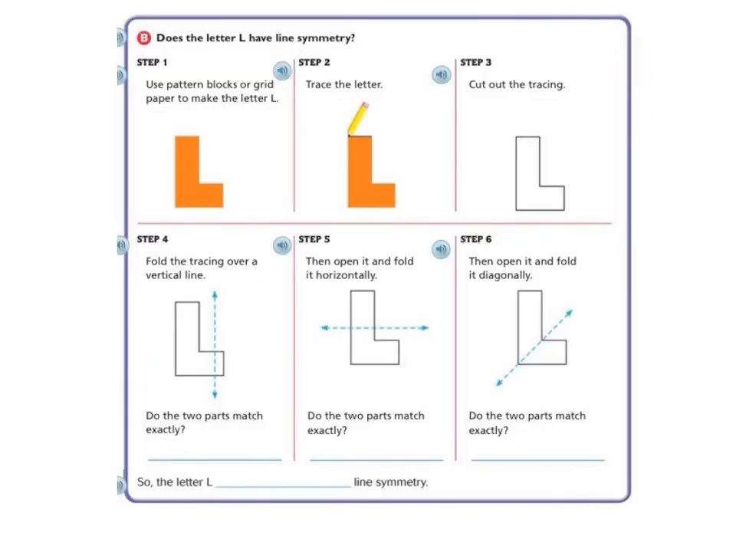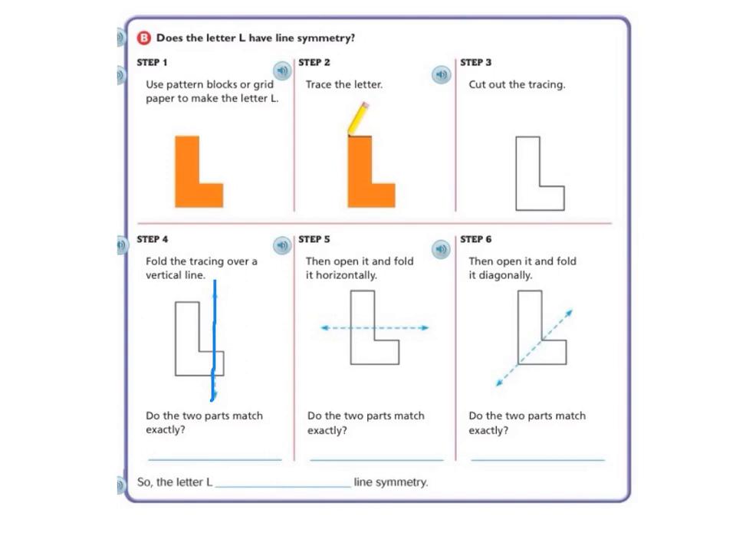Okay, now they want us to look at the letter L and determine if the letter L has line symmetry. So in step 1, they used pattern blocks or grid paper to make the letter L. Step 2, they traced it, and step 3, they cut out the tracing. So let's look at step 4. They said to fold the tracing over a vertical line. So rather than folding a piece of paper, I'm just going to draw the vertical line that they wanted us to fold.